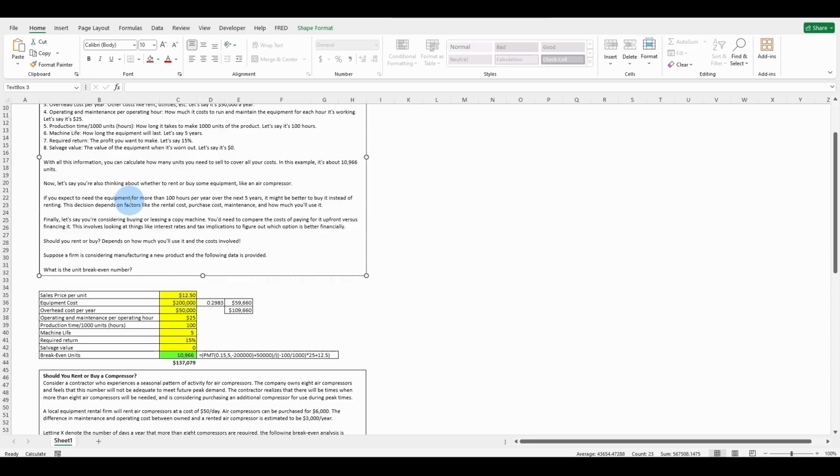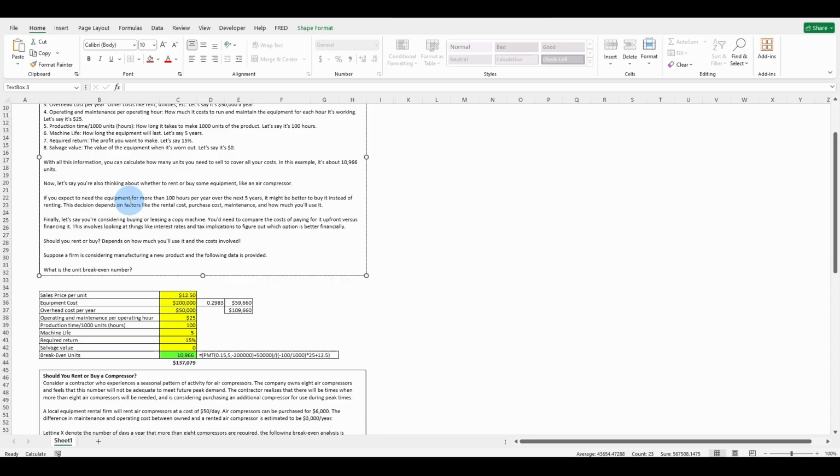Finally, let's say you're considering buying or leasing a copy machine. You need to compare the cost of paying for it up front versus financing it. This involves looking at things like interest rates, tax implications to figure out which option is better. Should you rent or buy? Depends on how much you'll use it and the cost involved.